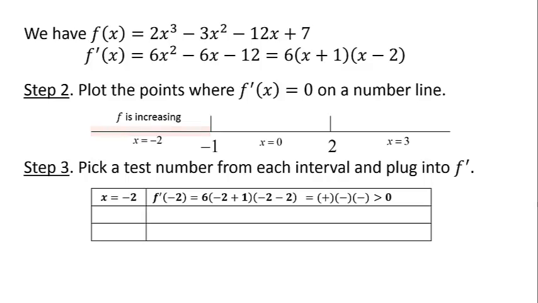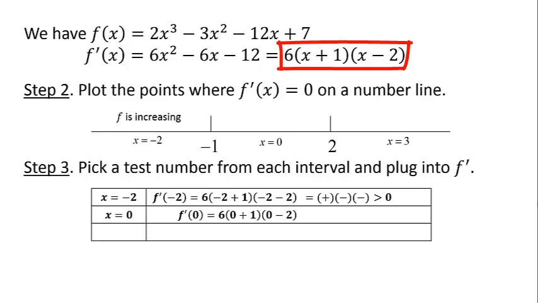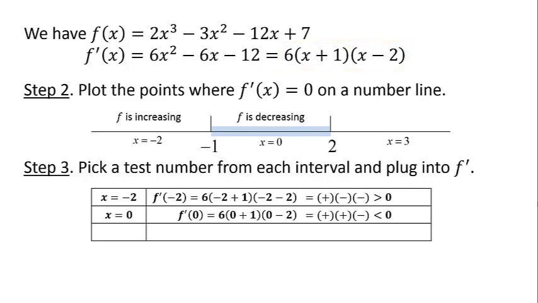Let's repeat this process with our second test number, x equals 0. Evaluating the derivative at 0, we have 6 times (0 plus 1) times (0 minus 2). The 6 is a positive number. 0 plus 1 will also be positive. 0 minus 2 is negative. Multiplying these together yields a negative number, and so f prime is negative on this middle interval. Therefore, our original function f is decreasing for values of x between -1 and 2.